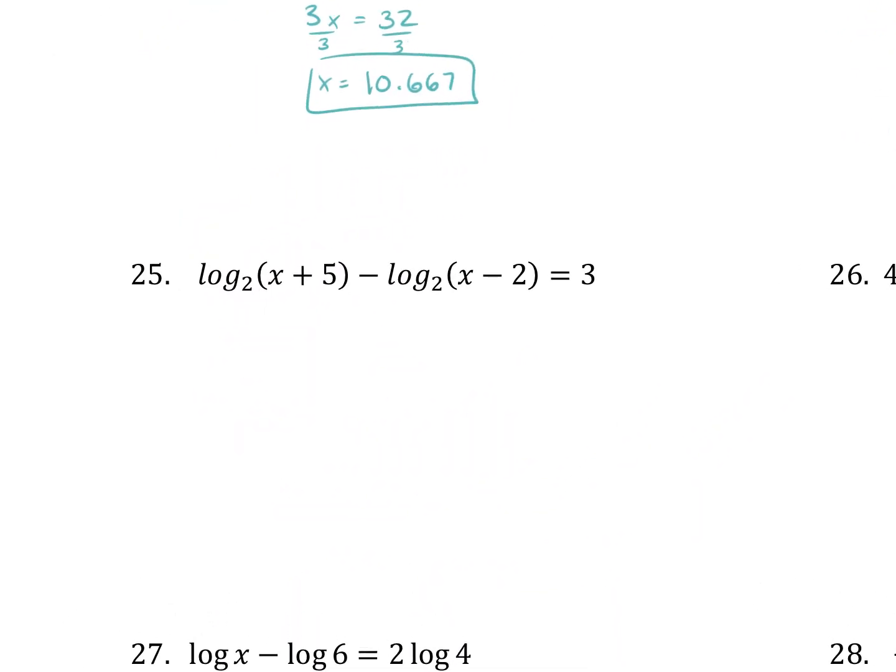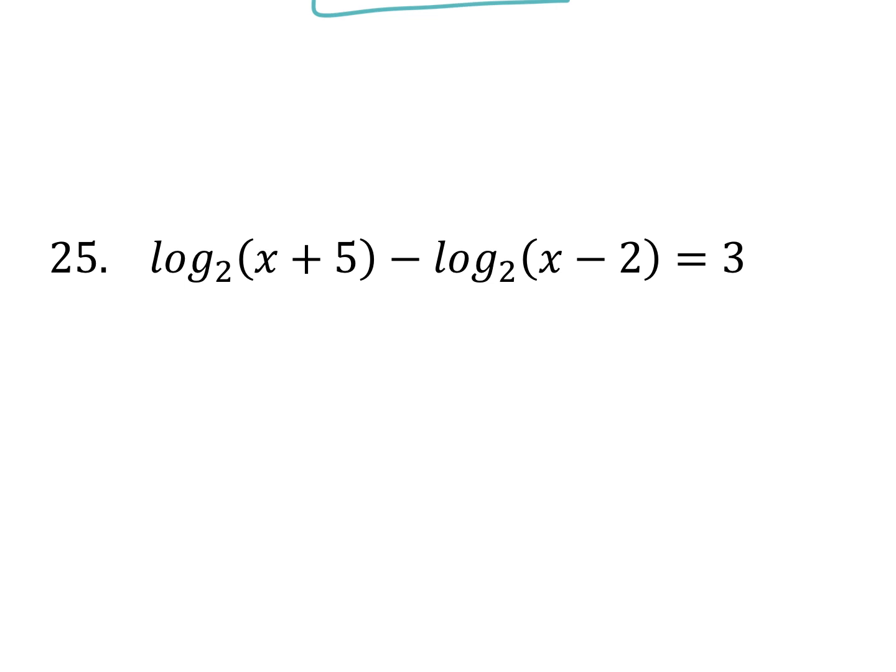What do you think we need to do first for 25? We got to condense it. So when we're subtracting, what goes with subtraction? So log base 2 of x plus 5 over x minus 2 equals 3.